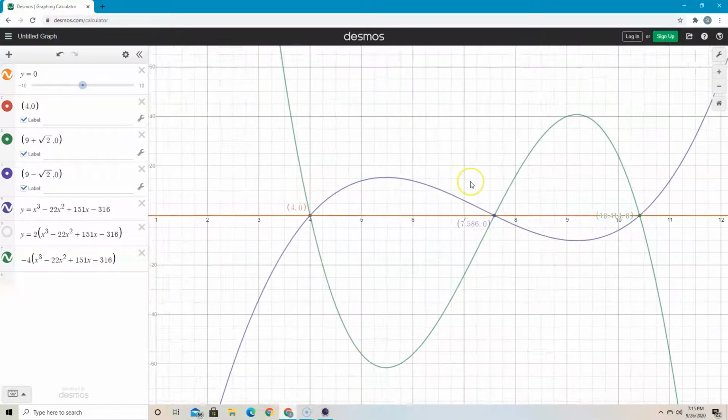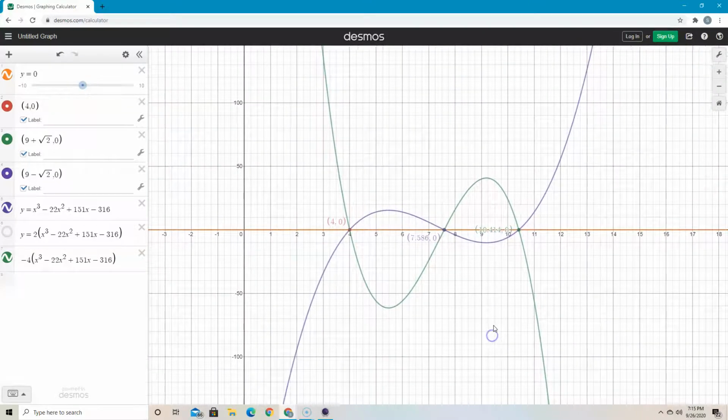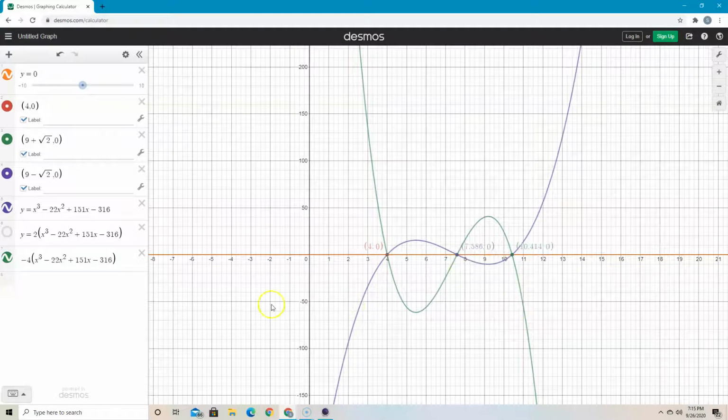Well, that's kind of interesting. So there's the original one, the purple. It passes through these three x-intercept values. Now let's put on the one that we multiplied by -4. Yeah, because now it's negative. If you multiply this through, it'll be -4x cubed. Negative, and we know that means the left tail goes up and the right tail goes down. But you see, the green one here is still passing through the same three x-intercepts as the original one.